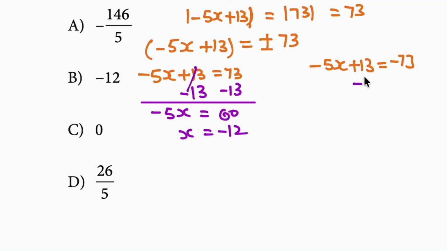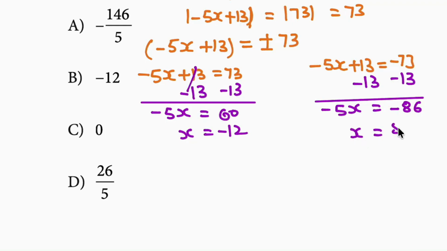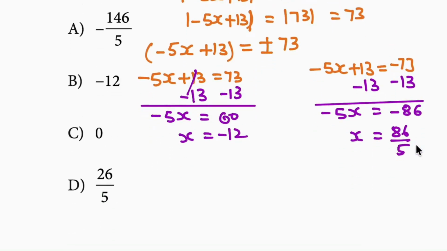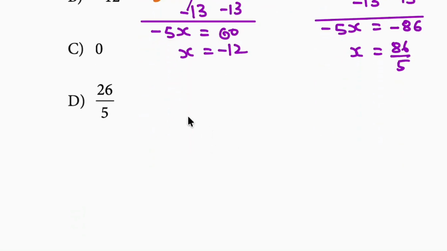Now let's solve this one. Subtracting 13 on both sides, -5x = -86. Am I right? Yes. Now dividing by -5 on both sides, x = 86/5. What is the sum of the solutions to the given equation? That means now we have to add them.